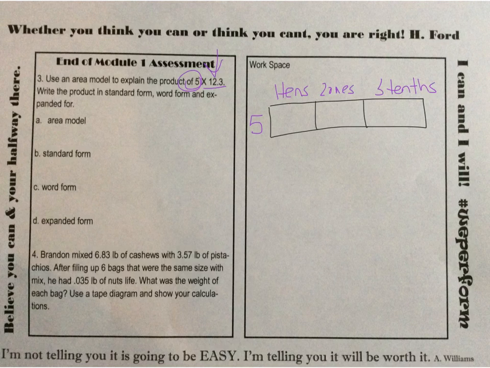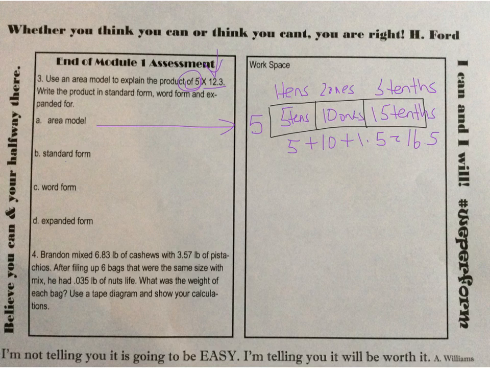So now we take that 1 ten times 5 and we get 5 tens. Then we take that 2 ones times 5 and we get 10 ones. Then we take the 3/10 times the 5 and we get 15 tenths. So now our next step is to add all that together. 5 plus 10 plus 1 and 5 tenths. And so that's going to equal 16 and 5 tenths. So this is our area model. Writing it in standard form is 16 and 5 tenths.